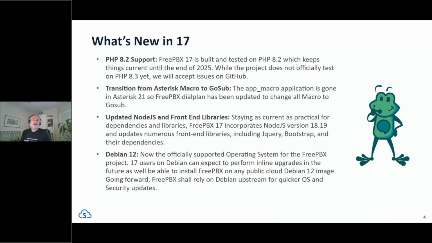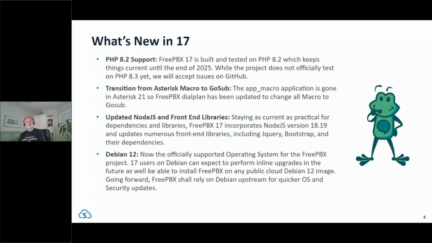And also a major shift in project philosophy is now supporting Debian 12. Of course, FreePBX has always or largely been available on all Linux versions, but as a project, we only ever tested and distributed a distro based on CentOS. So that arrangement has come to an end. Starting in 17, the official supported operating system for FreePBX is Debian, and we're starting with Debian 12.